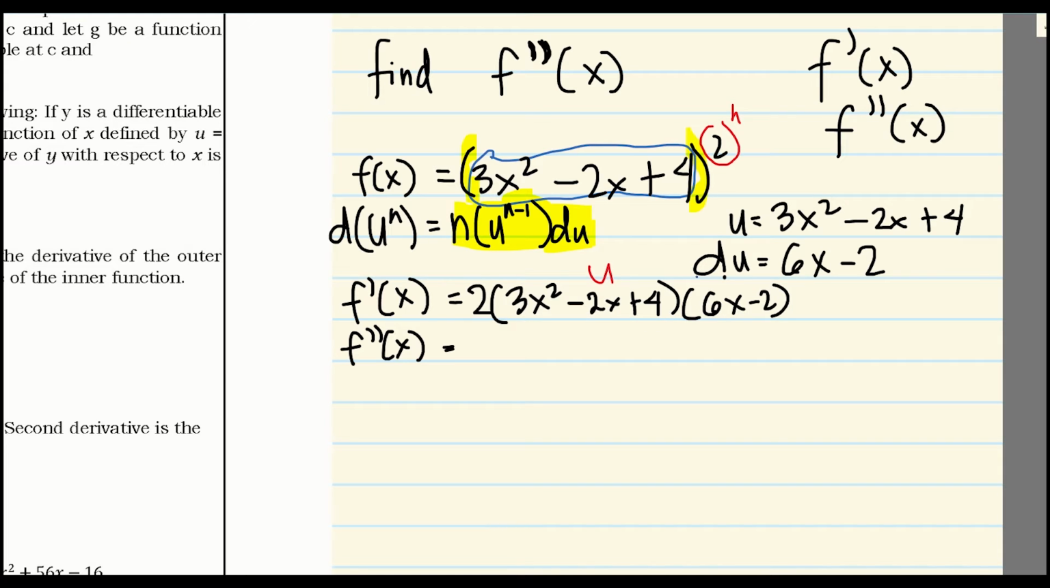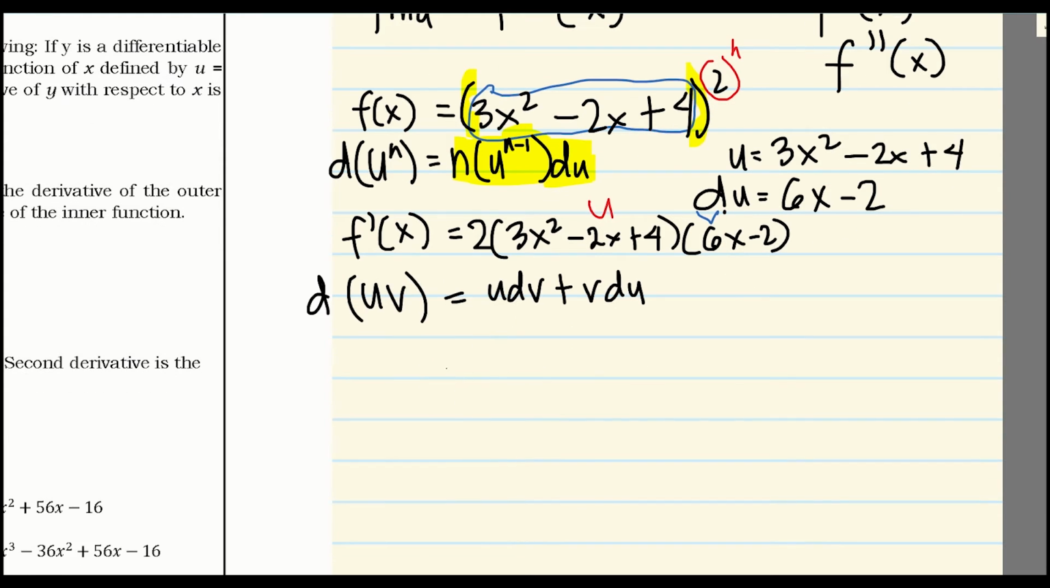U, and this one is v. So you remember in our past videos, as we all know, the derivative of two functions multiplied to each other is equal to u dv plus v du. So we have our u. I'll make it red.